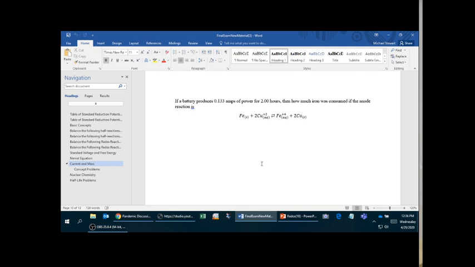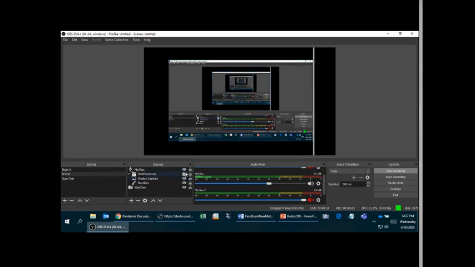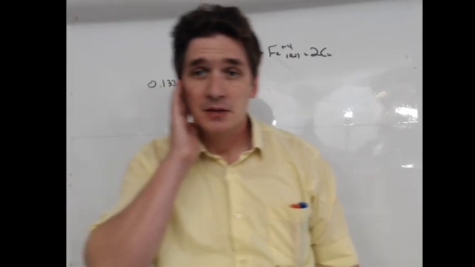So we have iron solid plus 2 copper plus 2 goes to Fe plus 4 plus 2 copper. And we've got 0.133 amps, and there is a reason for working with that number, for 2 hours. And we want to know how much iron was consumed by the reaction.